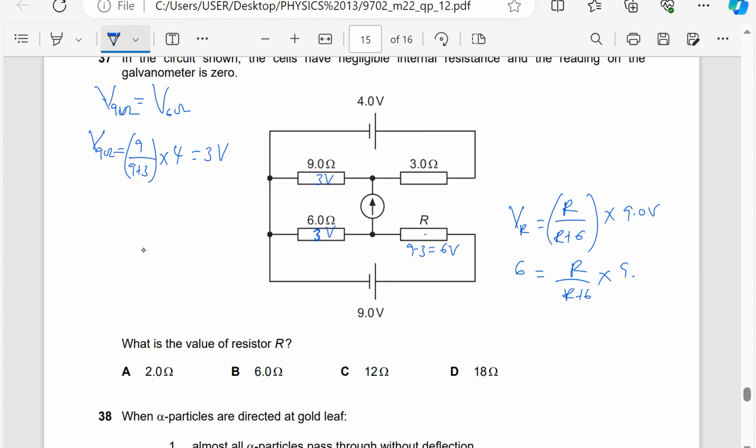So I'm just going to cross multiply. I have 6R plus 36 is equal to 9R. So it means 3R equals 36, which makes R 12 ohms. So the answer is going to be C.